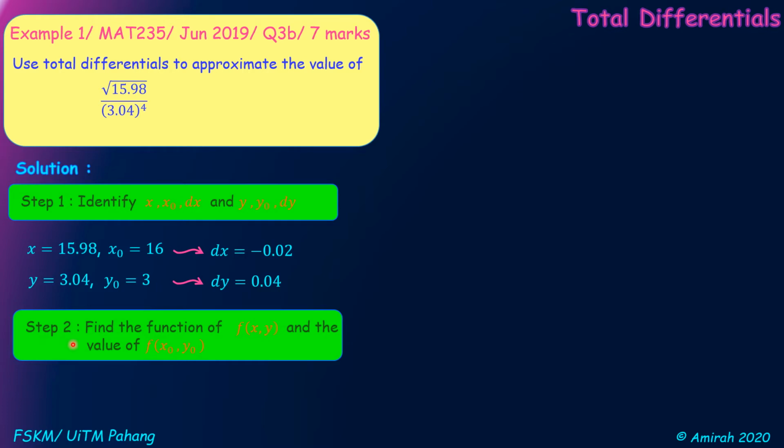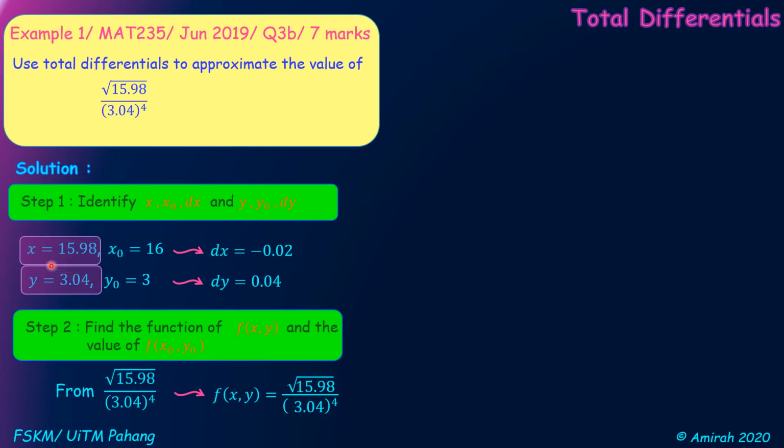And then we continue with step 2. Find the function f(x,y) and the value of f(x0,y0). From the given question, we can find f(x,y). Here, we have x equals 15.98 and y equals 3.04. So we replace 15.98 by x and we replace 3.04 by y. So this is our f(x,y). Now we have found f(x,y).